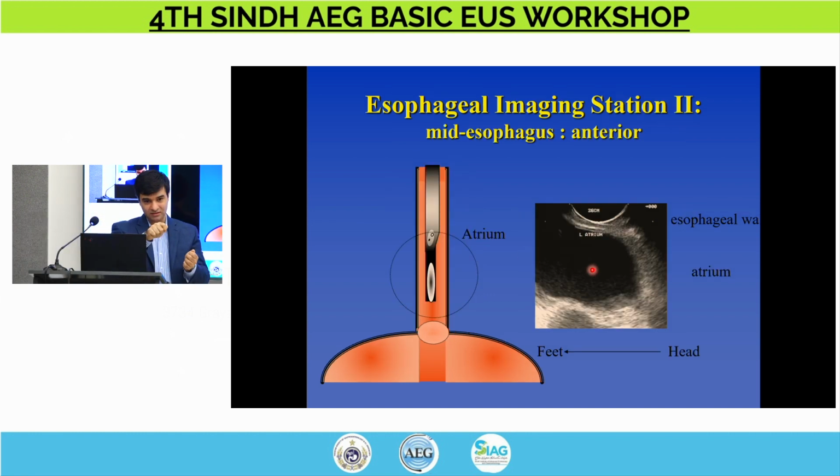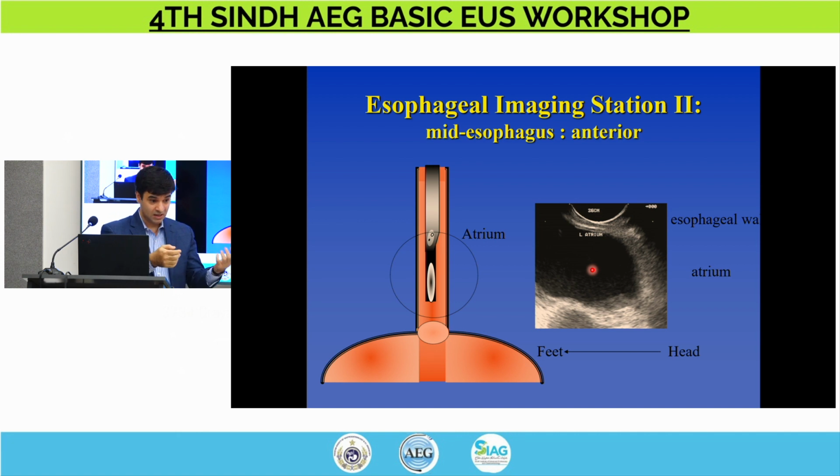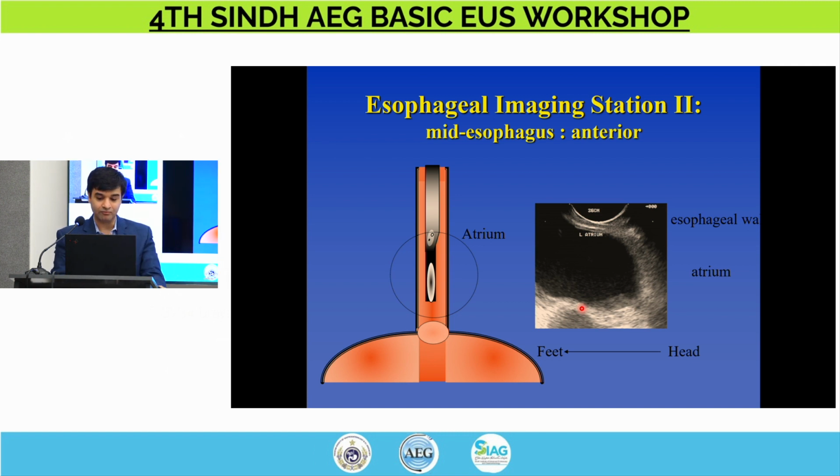Once you've identified the aortic arch, your transducer is looking posteriorly in the esophagus, and so what you have to do is torque your transducer anteriorly, and that gives you a view of the left atrium. Okay, so again, it's just moving your scope around and getting 360-degree scans. Again, the orientation is head and feet.